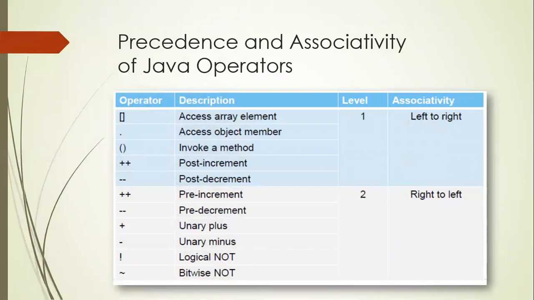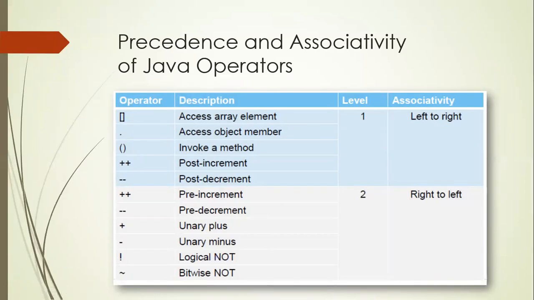Here I have given the precedence table. The highest precedence is given to the square brackets, then the parentheses, then plus plus and minus minus. All these are level 1, which means highest precedence, and they are executed left to right. The pre-increment, pre-decrement, unary plus, unary minus, logical not and bitwise not come under level 2, and right to left.